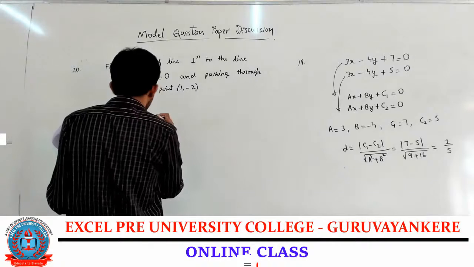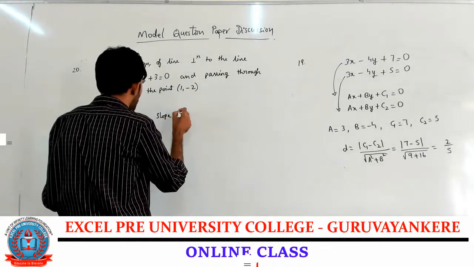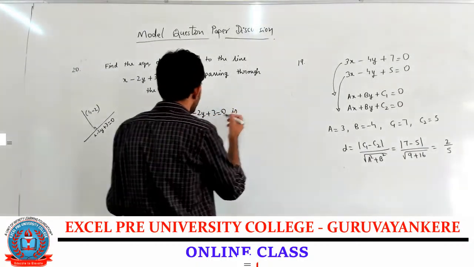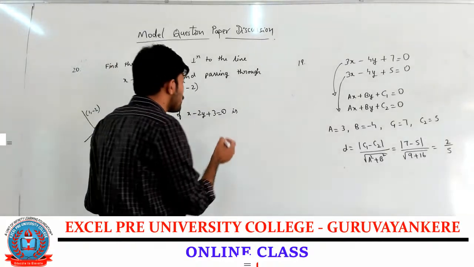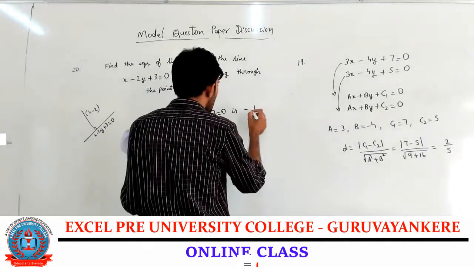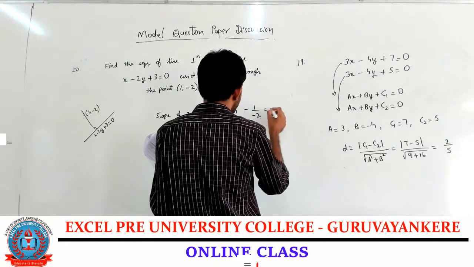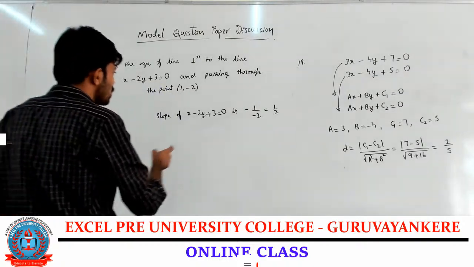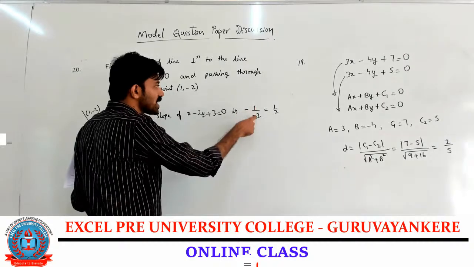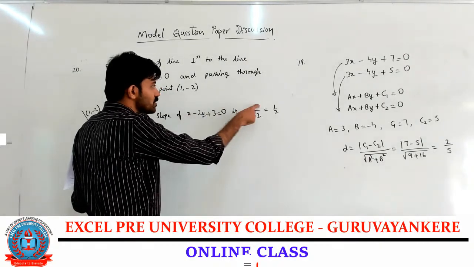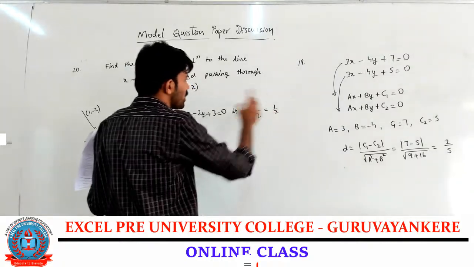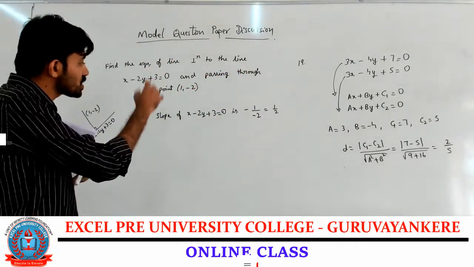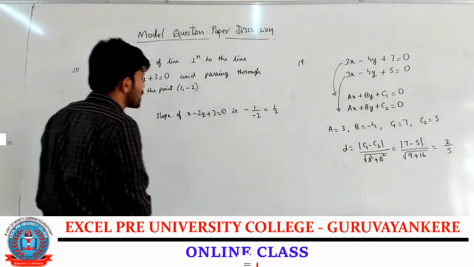Slope of x minus 2y plus 3 equal to 0: slope of the given line is minus a by b, minus coefficient of x by coefficient of y. Minus coefficient of x is minus 1, coefficient of y is minus 2, minus 1 by minus 2, which is 1 by 2, half. Slope of the given line.